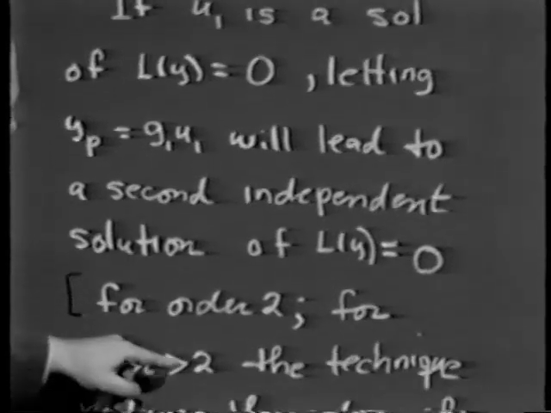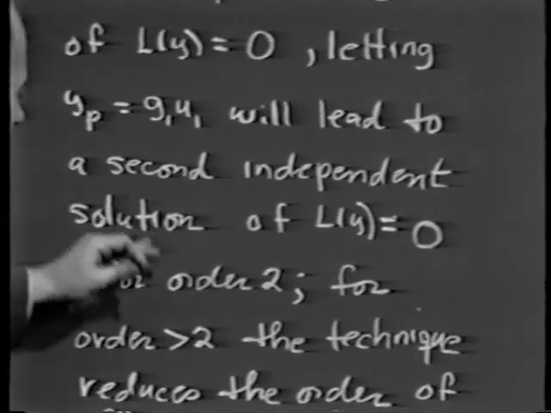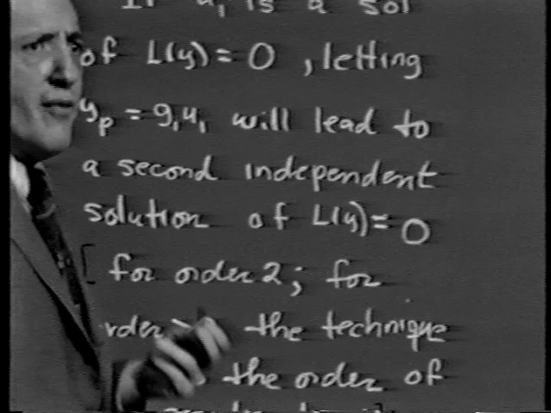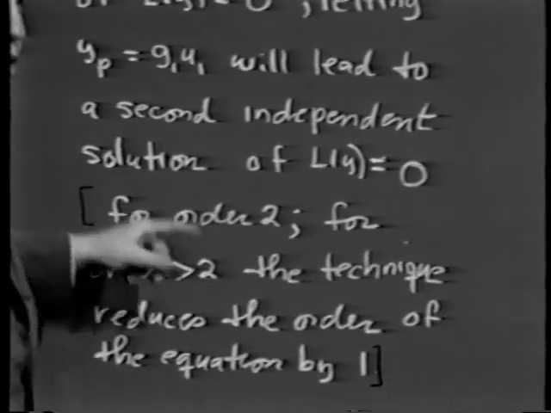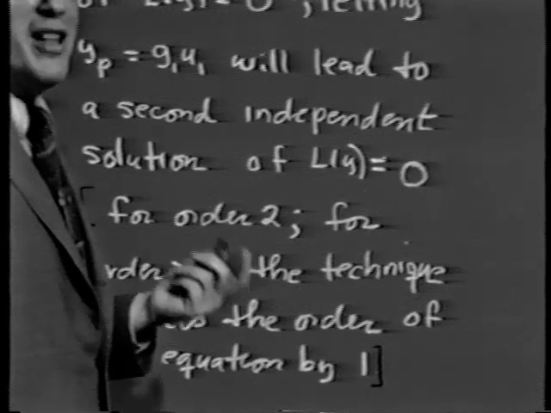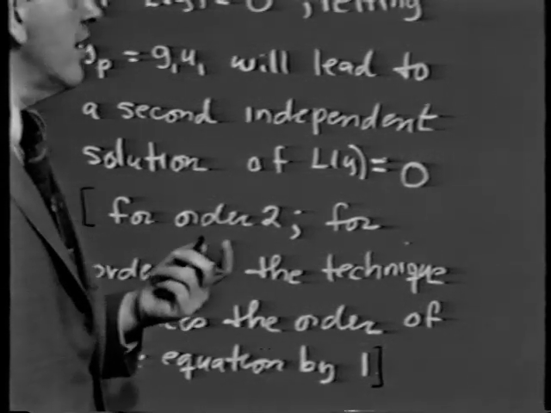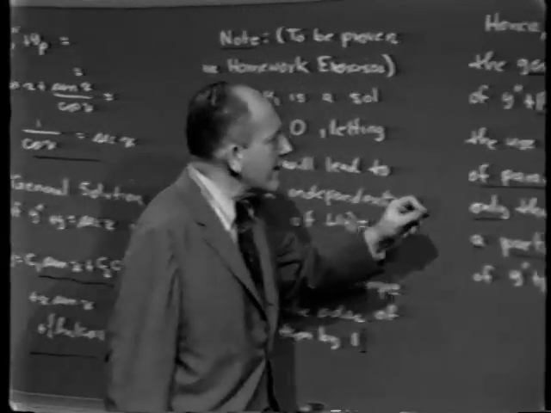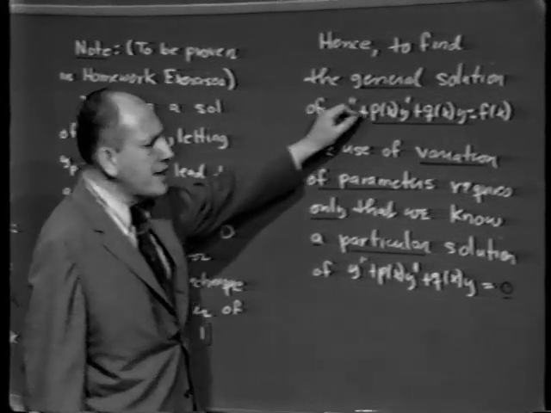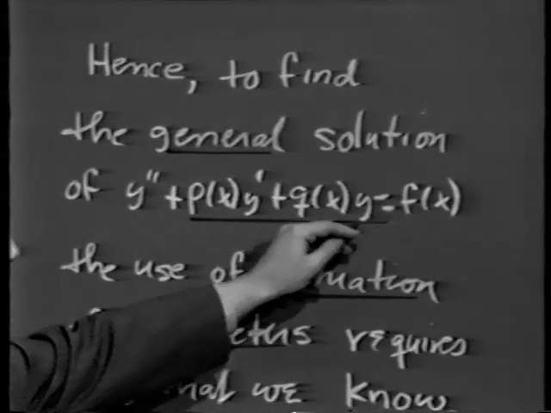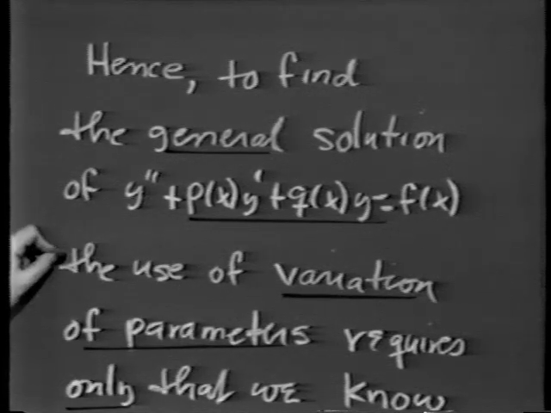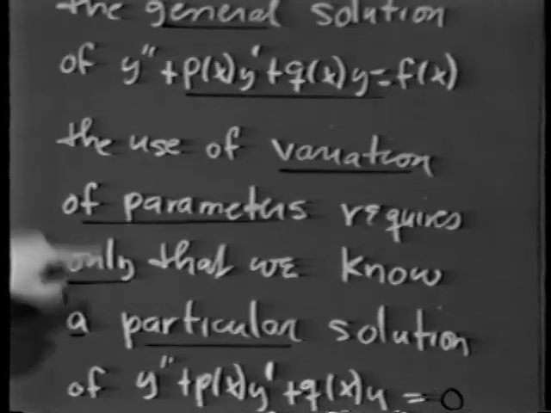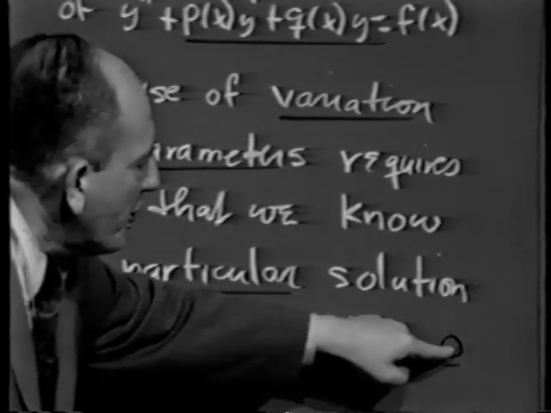If the order were greater than 2, all this technique does is guarantee that it will reduce this homogeneous equation to a homogeneous equation of lower order. The point is that if the order is 2, lower order means 1, and we already know how to solve equations of order 1. In other words, what this means is, in particular, if the order is 2, to find the general solution of y double prime plus p of x y prime plus q of x y equals f of x, and this is very important, the use of variation of parameters requires only that we know one particular solution of the reduced equation.